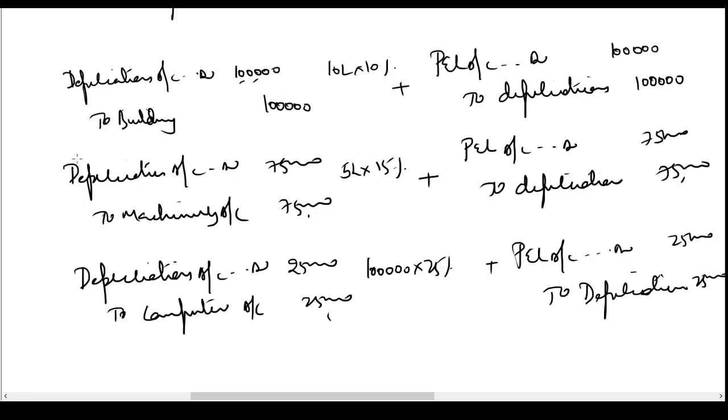So according to this entry, I have to credit building account, I have to credit machinery, I have to credit computer. If I credit an asset, the value is going to reduce. Building account is showing a debit balance. If I credit the account, the balance will reduce. Machinery is showing a debit balance. If I credit the account, the balance is going to reduce. Computer account was showing a debit balance. If I credit the account, the balance is going to reduce.